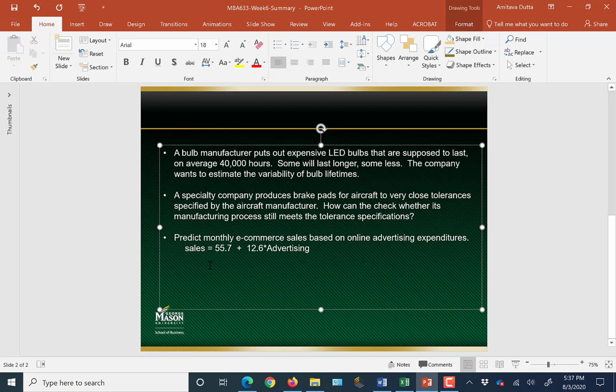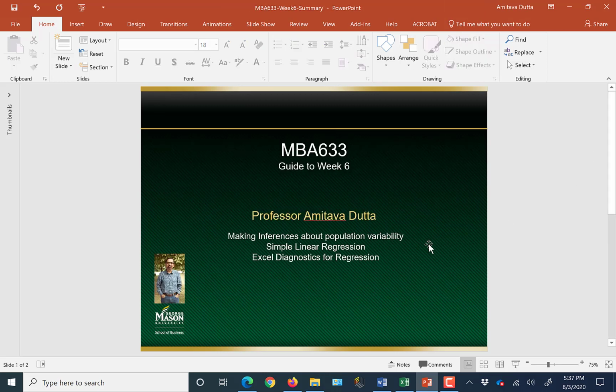So this is what is involved in linear regression, and we will see not just some of the concepts behind linear regression, why this equation is not quite perfect, what are the uncertainties involved in estimating this equation, and how does one deal with that uncertainty. So the bulk of this week's class will be on this first topic, that is making inferences about population variability, and then we will start the topic of linear regression depending on how much time is left over.